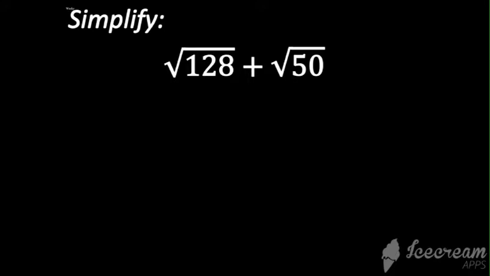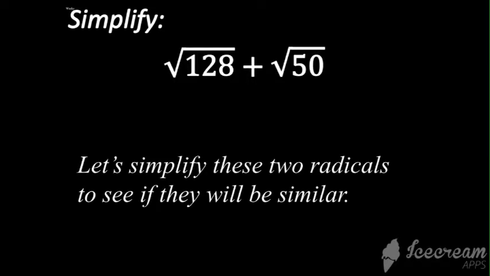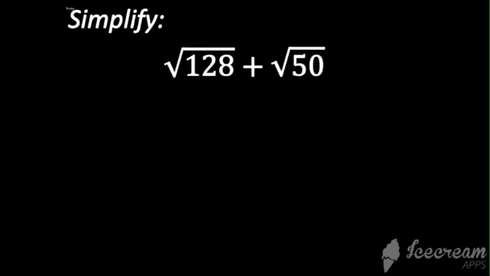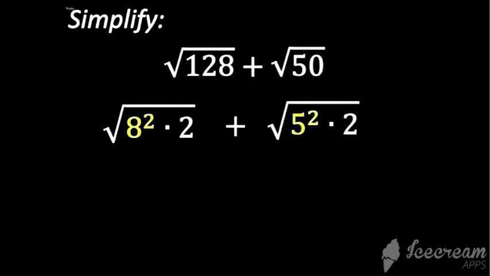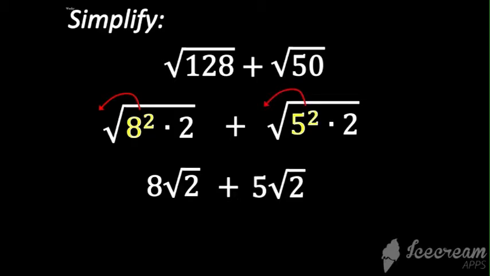Another one. Simplify square root of 128 plus square root of 50. Again, let us simplify these two radicals to see if they will be similar. Square root of 128 can be written as 8 squared times 2 plus square root of 50 can be written as 5 squared times 2. The simplified form of square root of 128 is 8 times square root of 2 plus the simplified form of square root of 50 is 5 times square root of 2.